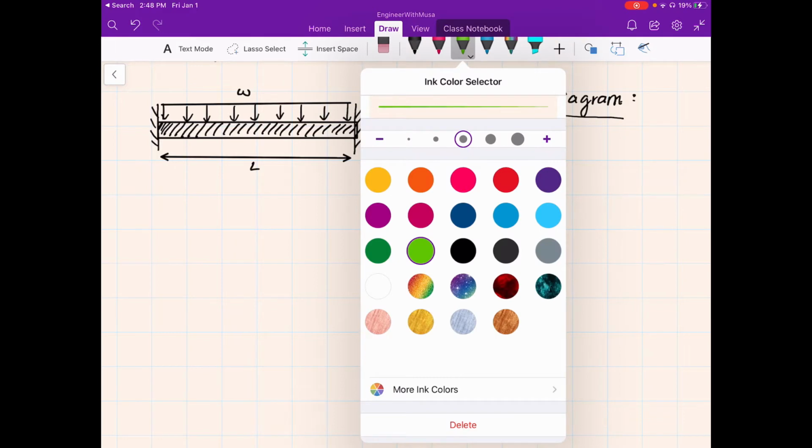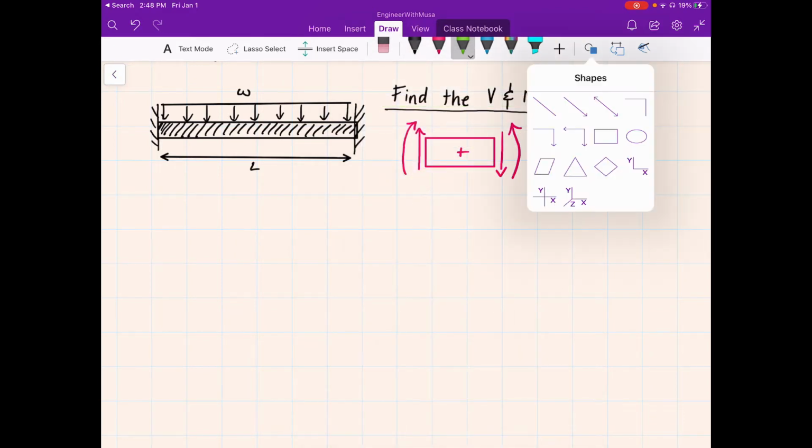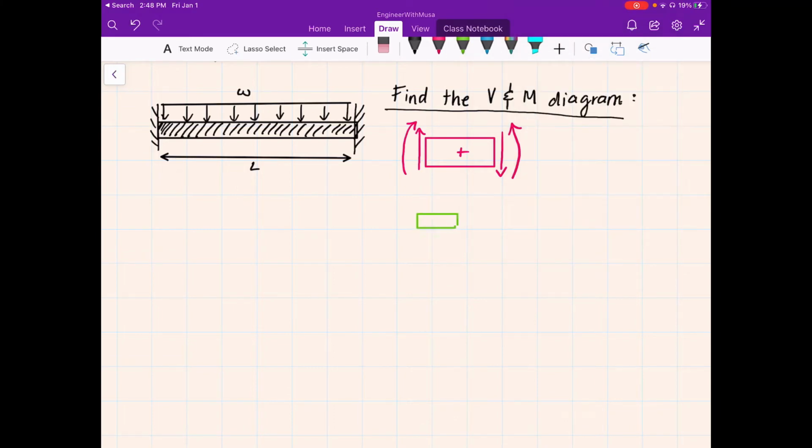Now I'm going to do all of my calculations in green so that you can see what's going on. So here we had our beam, and first things first, we have to draw our free body diagram. Our FBD kind of looked like that. We had our distributed load of omega, and this is our beam.